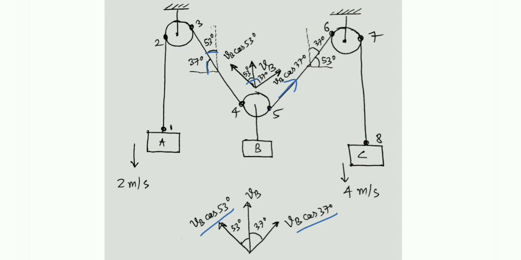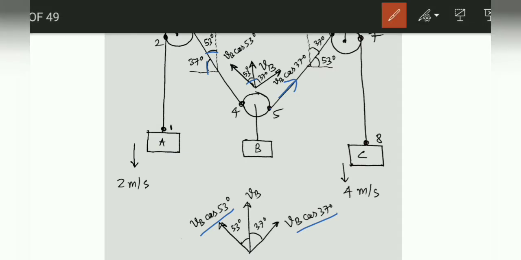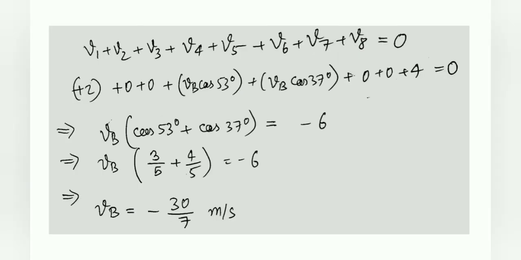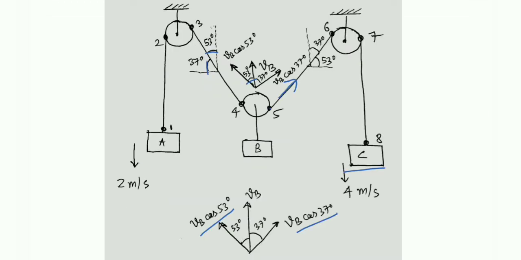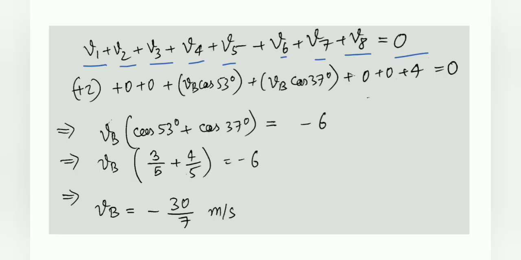We have found out the velocity components, as we have seen in the movable pulley case, in a different direction to that of the block. Now V1, V2, V3, V4, V5, V6, V7, V8, that is equal to 0. See, point 1 is going downwards with a velocity of 2 meter per second, and for this velocity this 1 to 2 segment is increasing. So this is plus 2.